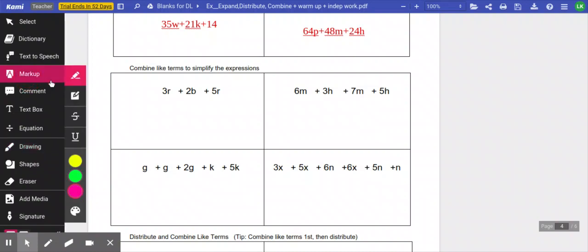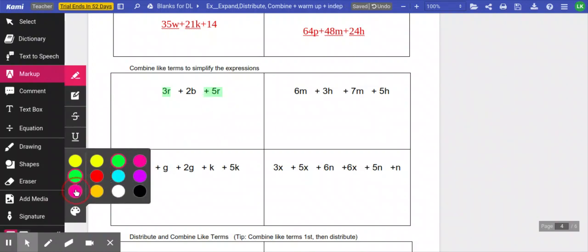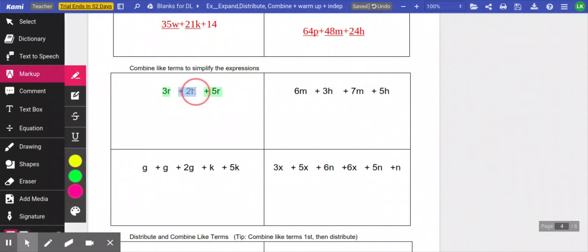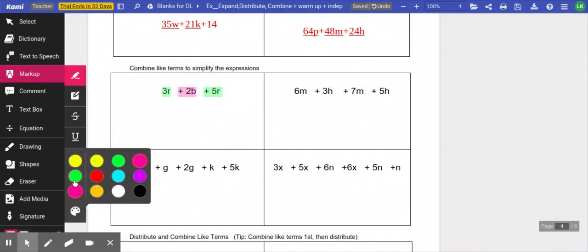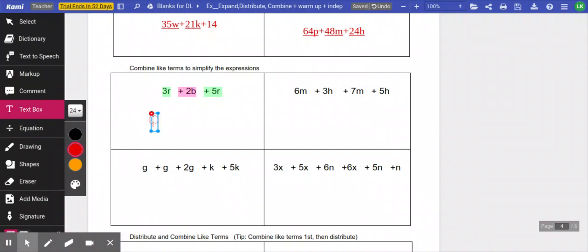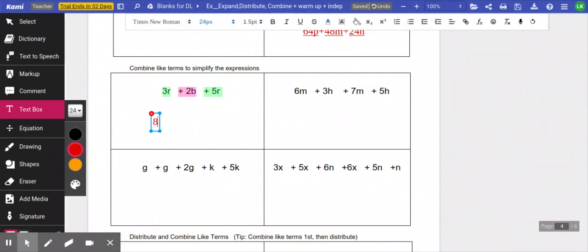I'm going to use my markup tool with the text highlighter to identify my like terms. Think of it as like the same product. So 3r, do I see any other r's? I do. Plus 5r. If it helps you to think about it when you're learning to combine them, you can think about it like I have 3 root beers and I also want 5 root beers. And I want 2 burgers. So what's the total of r's? 8r. And there's no other burgers to combine it with or b's, so just 2b.